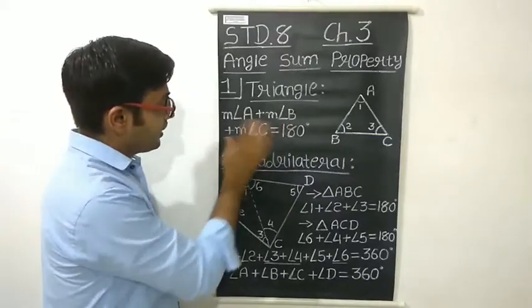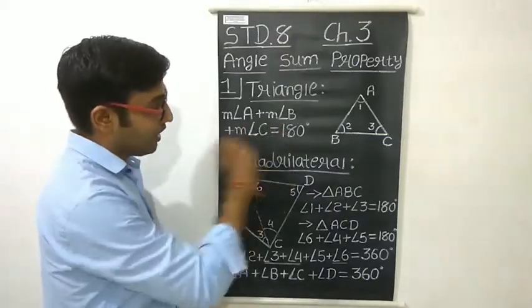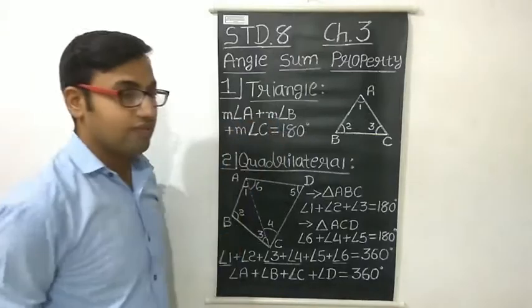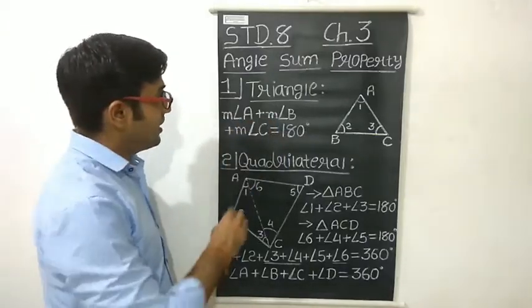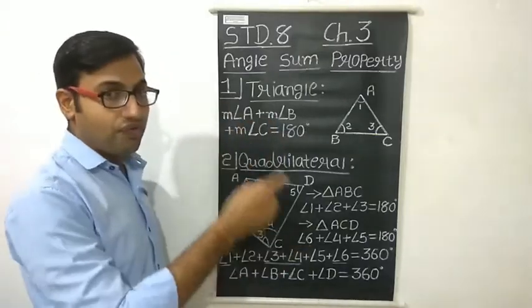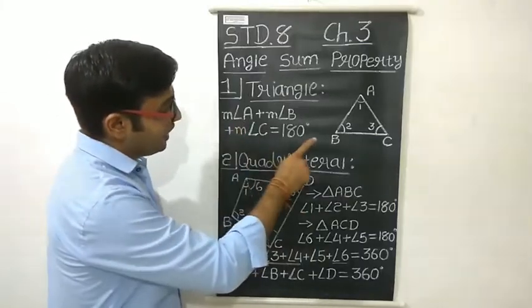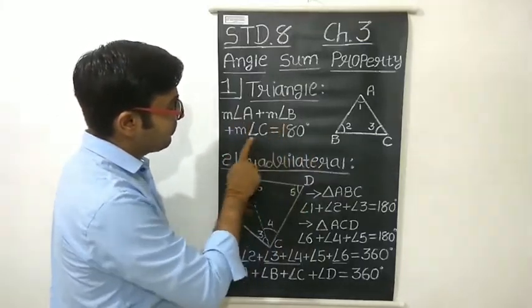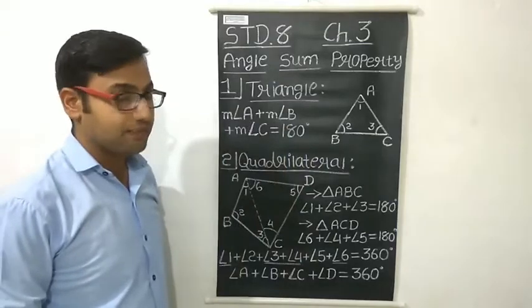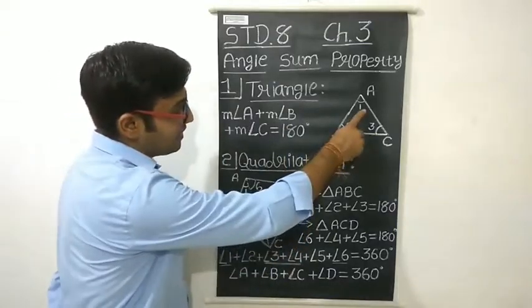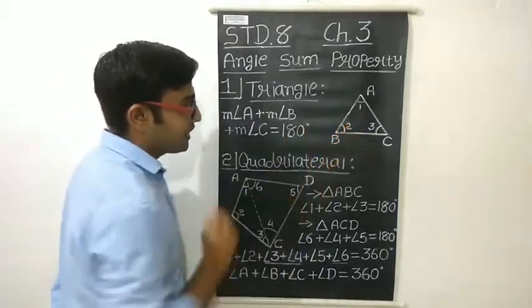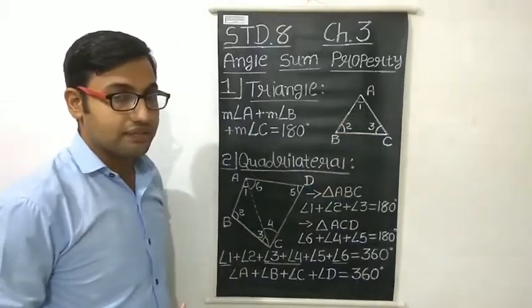So if we add all the angles of a triangle, we get 180 degrees. So we can say that the angle sum property of a triangle is that the addition of all the angles, A plus B plus C, is equal to 180 degrees. In another way, we can say that angle 1 plus angle 2 plus angle 3 is equal to 180 degrees.